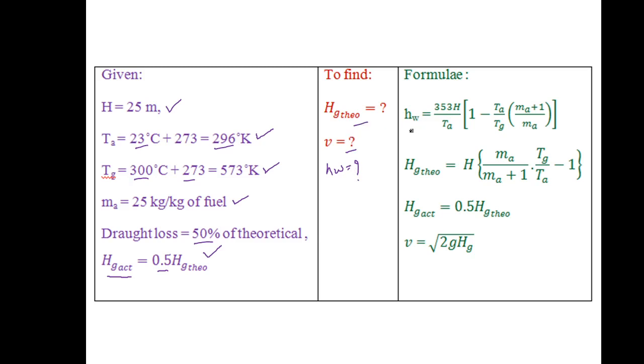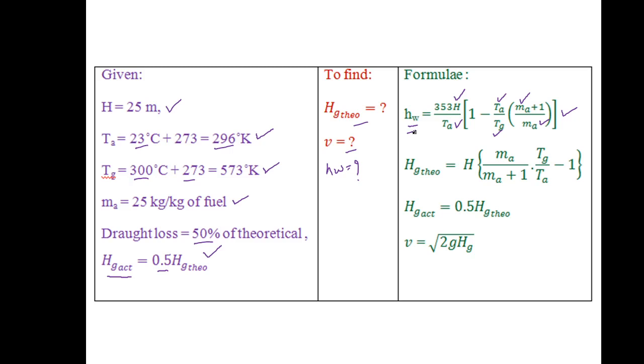Here HW is the draught produced in water column. Already we have derived this equation, where H is the height of chimney and TA is ambient air temperature. We know H, we know TA, Tg is known, and Ma, the mass of air per kg of fuel, is known. Everything in this equation is known, so we can find out the draught produced in terms of water column, in mm of water.